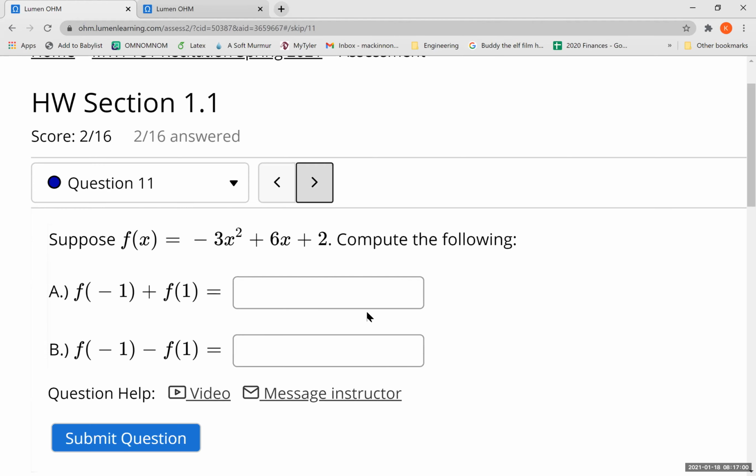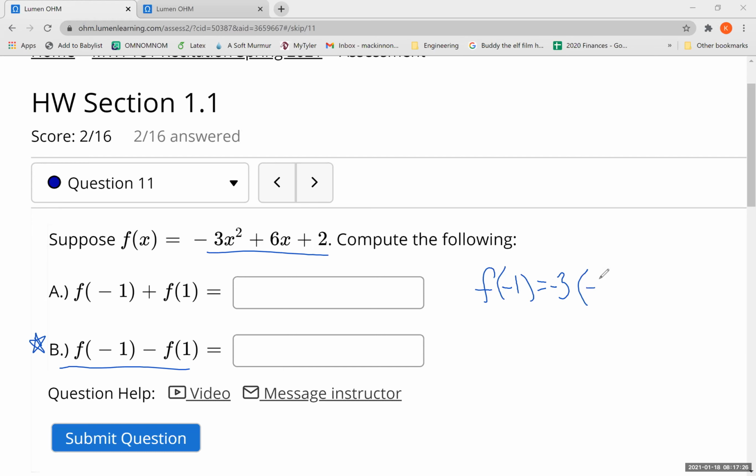Let's take a look at number 11, and then I am sufficiently comfortable with what has been shown to you all for 1.1. So for this one, let's just go ahead and do B. Why not? So for this one, what I need to do is find what f of -1 is first, which is just like the last problem. I'm just going to plug -1 in there.